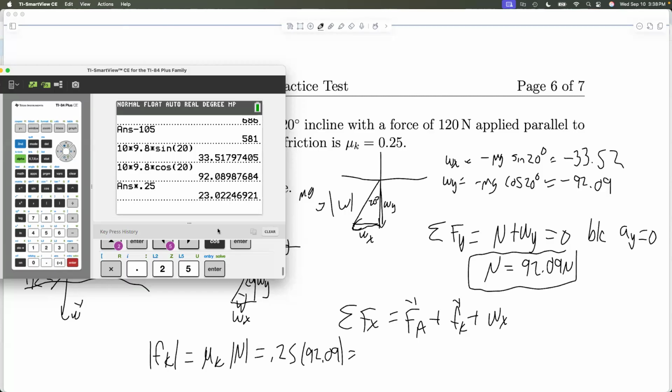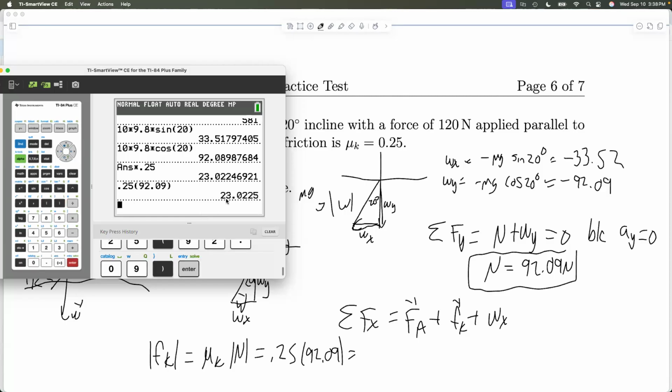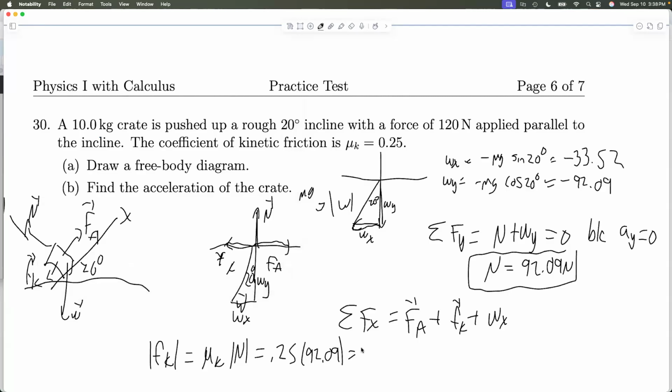What am I doing? 0.25 times 92. I didn't need parentheses, but it's what I accidentally typed and it'll work. Oh, I'd already done that. All right, I just needed to write it down. Sorry. 23.02. That's just the magnitude that we just found. I'd look at the picture and see that that's negative.